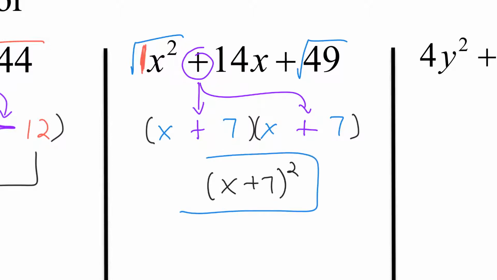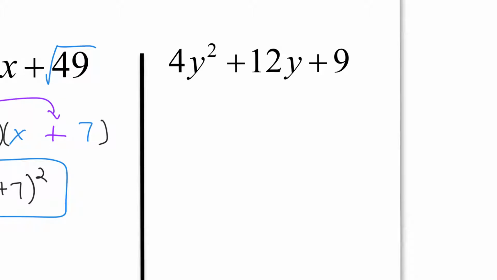Now it's a very good idea to check if you get the term in the middle. So if you multiply these two, you can do this mentally. Positive 7 times x, that's 7x. Keep that in your mind. And then you multiply x times 7, that's another 7x. And when you combine 7x plus 7x, you get that 14x.